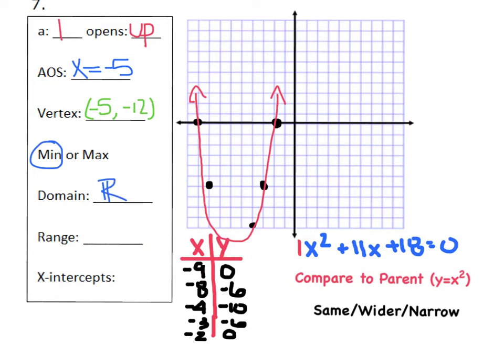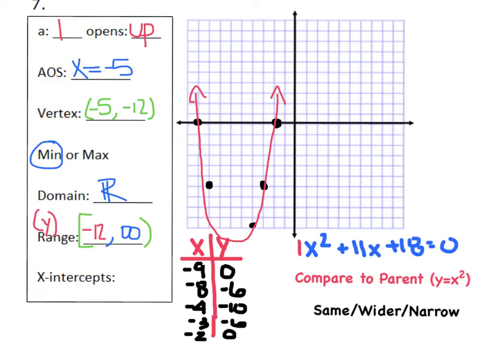Domain, all real numbers. My range, the lowest my range goes to is negative 12. Remember, range is my y value, which you can also get from your vertex. That's my lowest point, that's why I call it a minimum. And the highest it goes is to positive infinity. Because negative 12 is on the line, I use a bracket, and a parenthesis on the infinity sign.